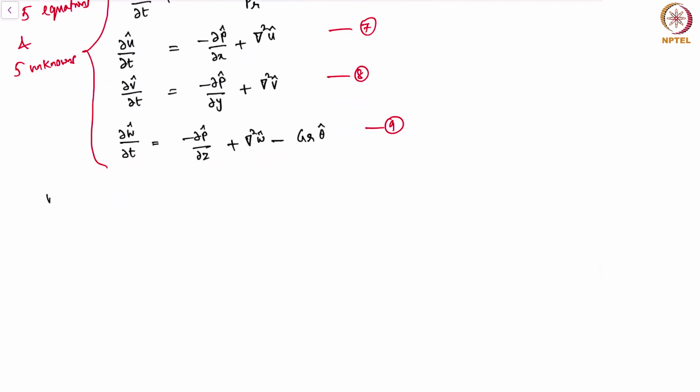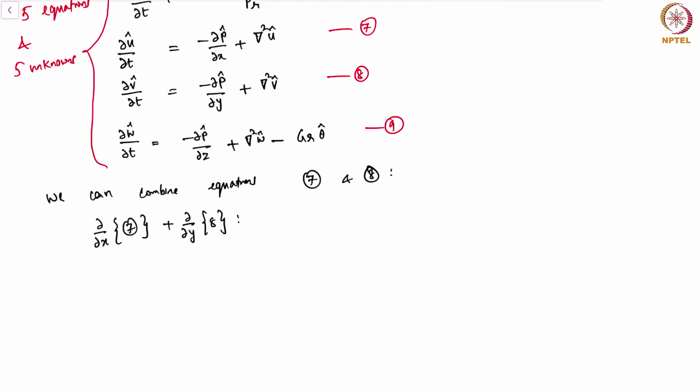We can combine equations 7 and 8. How do we do this? If you look at 7 and 8, these are the horizontal components. Rather, let me just do it sequentially. We take a del by del x of equation 7, and we will add it to del by del y of equation 8. This is what we're going to do.